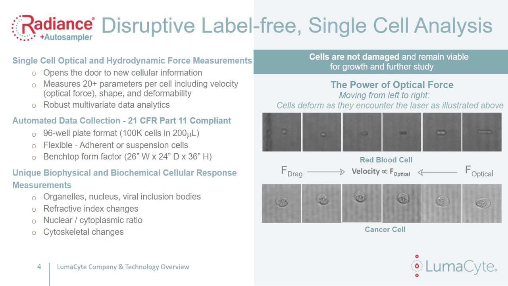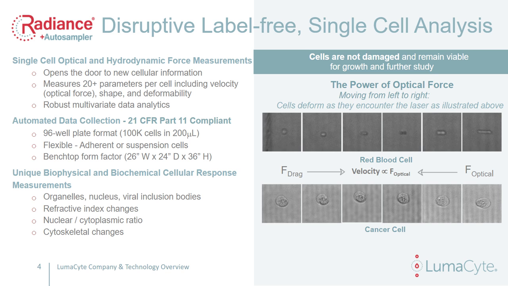And the types of things that we're measuring are unique biophysical and biochemical cellular responses, right? Changes in organelles, changes in the nucleus, detecting the presence of viral inclusion bodies, for example, which is very important for viral infectivity, obviously.